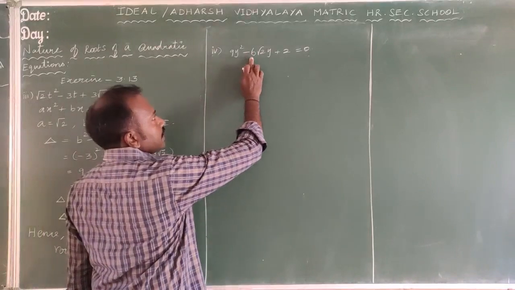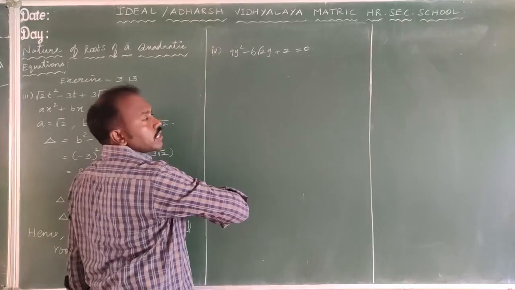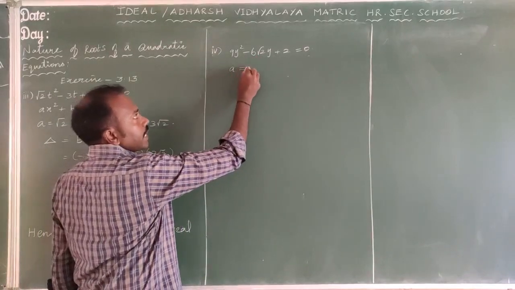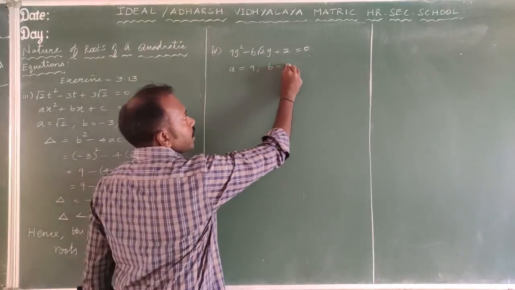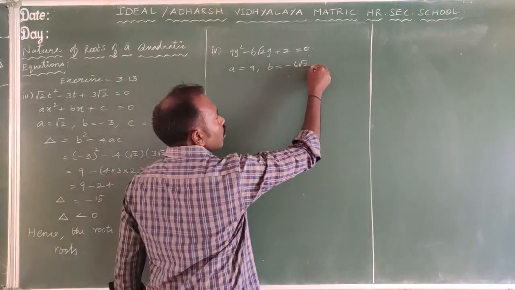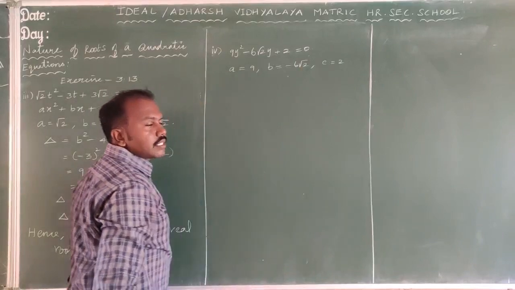Next fourth subdivision, 9y square minus 6 into root 2y plus 2 is equal to 0. Here a is equal to 9, b is equal to minus 6 into root 2 and c is equal to plus 2.